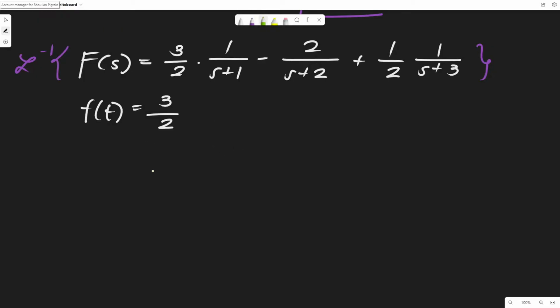Remember, the Laplace transform of e raised to at is equivalent to 1 over s minus a. So, malapit ito, no? However, the value of a in this case is negative 1. Bakit? This is also equivalent to s minus negative 1. Okay? So, a is equal to negative 1. Therefore, the inverse Laplace transform of 1 over s plus 1 is e raised to negative t. So, yun yung susulat ko.